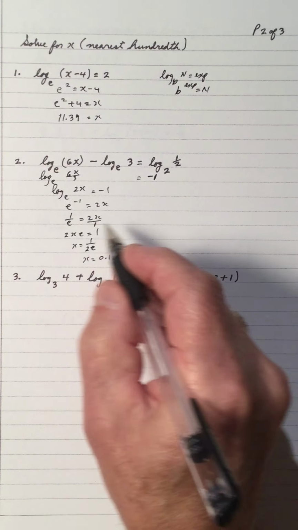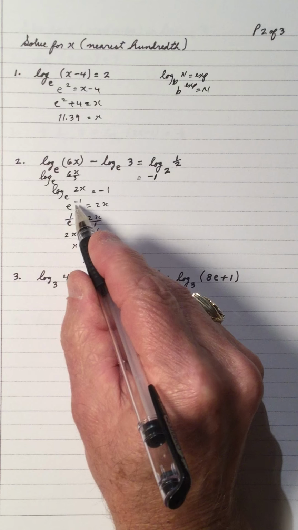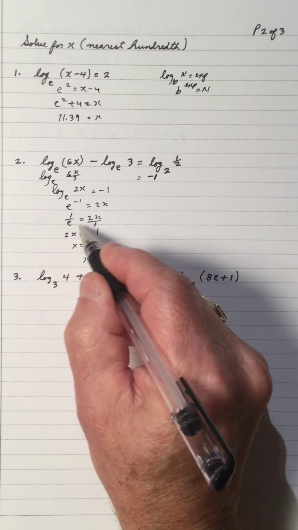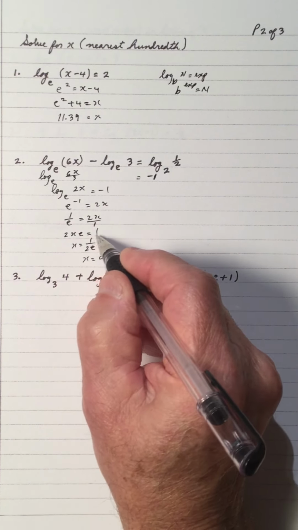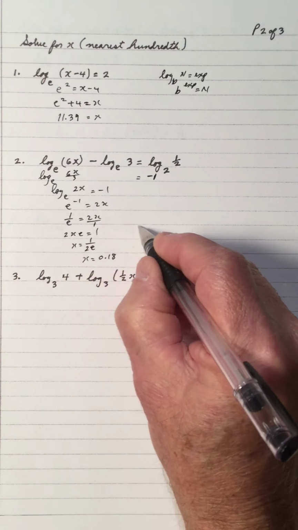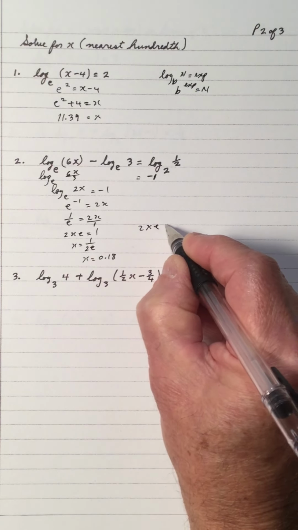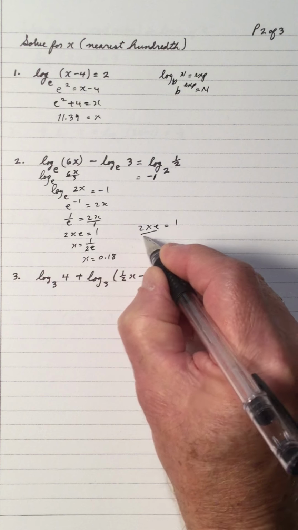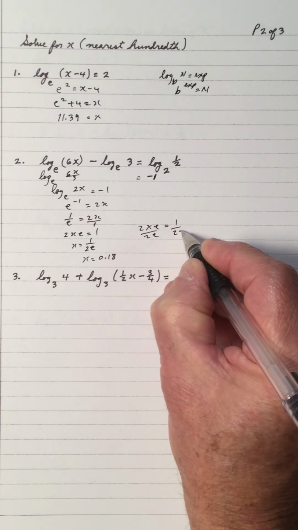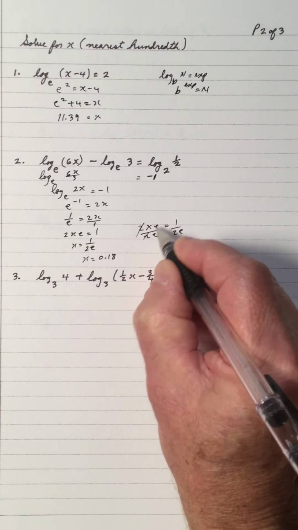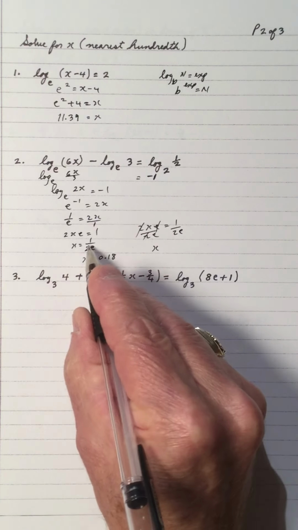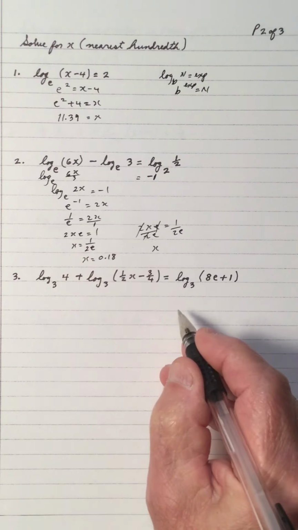Just be careful. Again, you've got a negative exponent, so it's 1 over e, and we cross multiply, so we're solving for x as a division here. So 2xe equals 1. We divide by 2e on each side. The 2 cancels, the e's cancel, so x is equal to 1 over 2e.